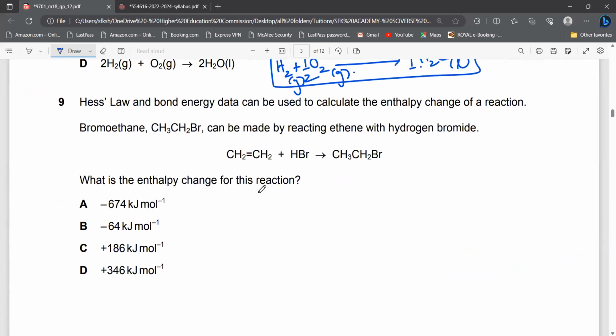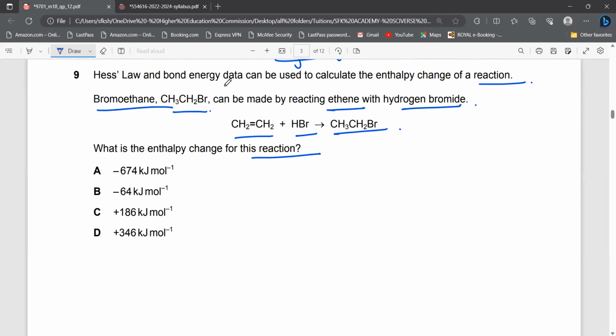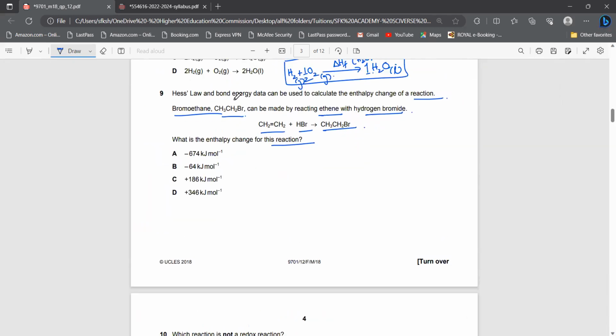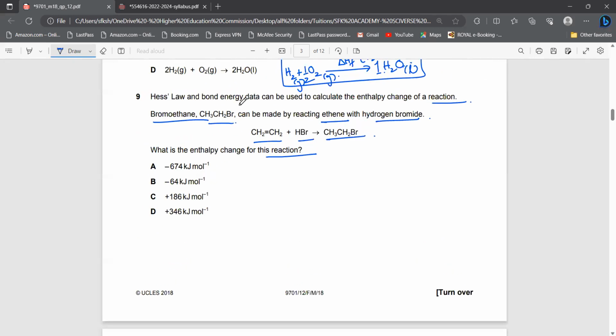Question 9 now. Hess's law and bond energy can be used to calculate the enthalpy change of a reaction. Now, bromoethane can be made by reacting ethene with hydrogen bromide. Ethene and hydrogen bromide react together, and there you go, you have bromoethane. What is the enthalpy change of this particular reaction? We need to calculate this using bond energy data and Hess's law. Where would we get that bond energy data from? It is given in the data booklet.